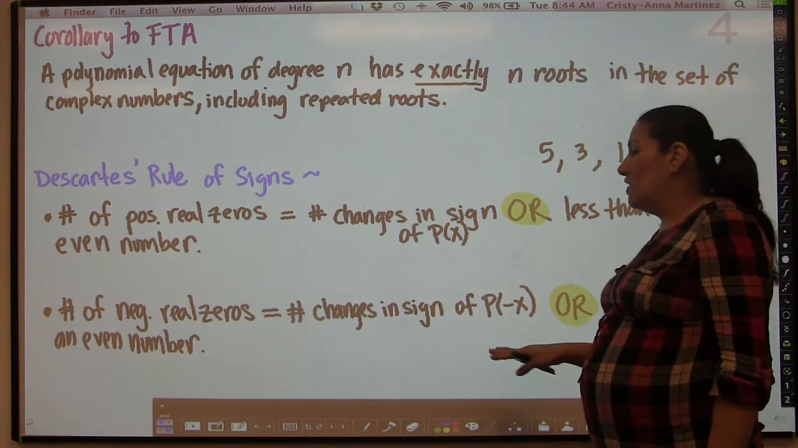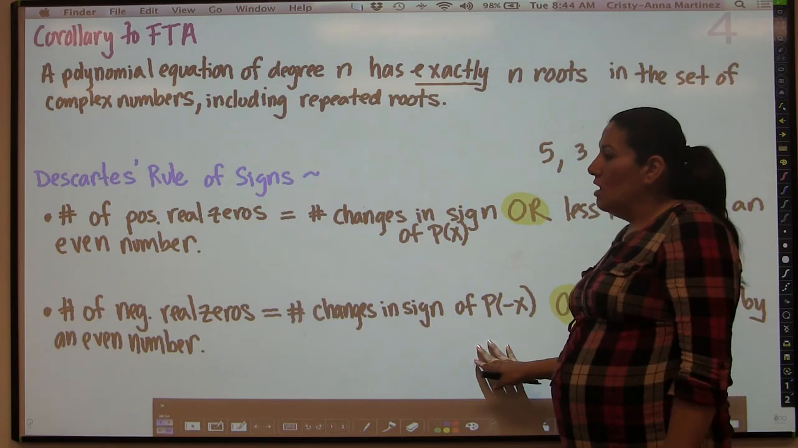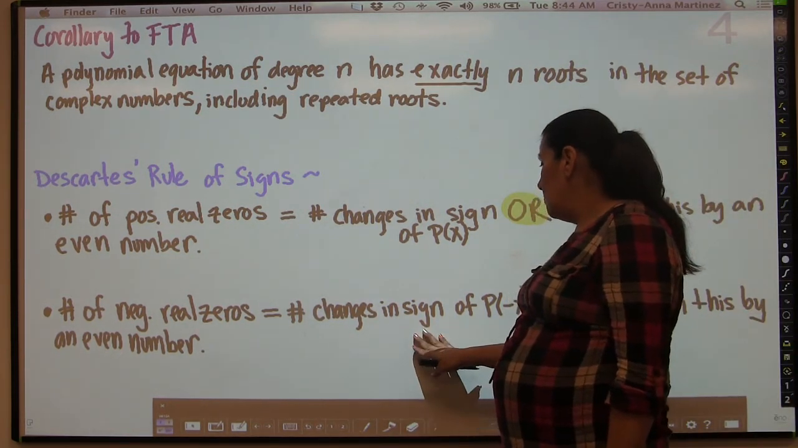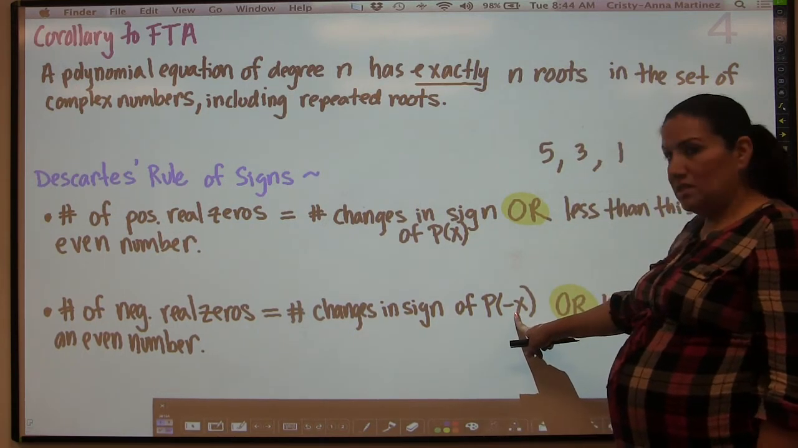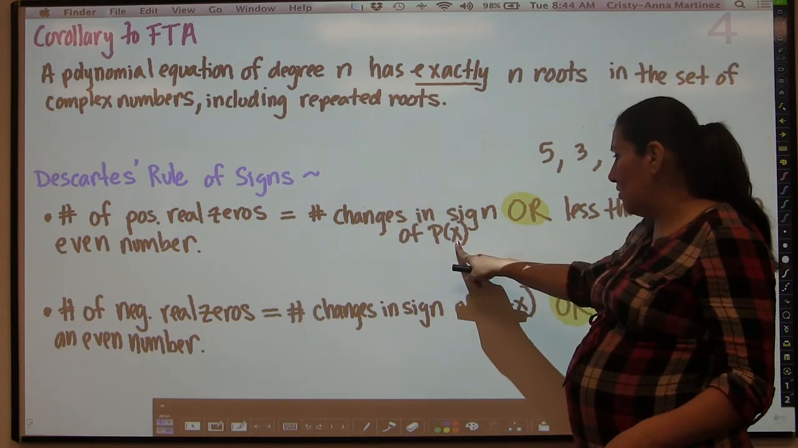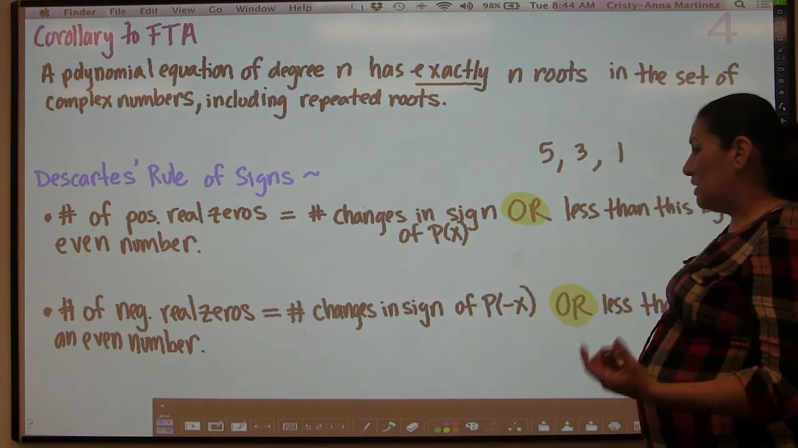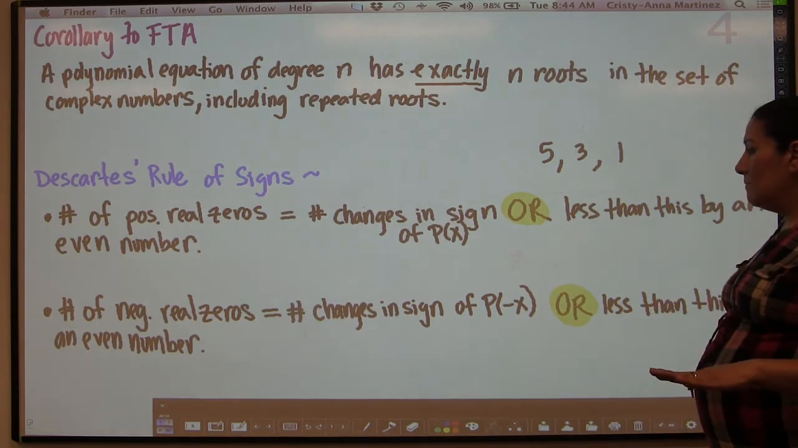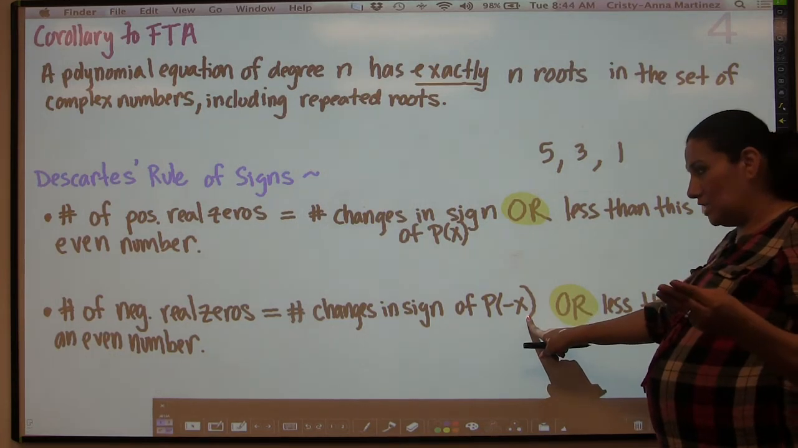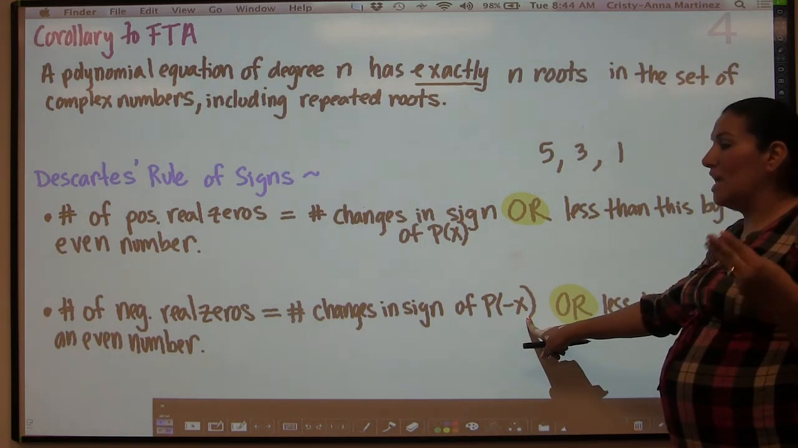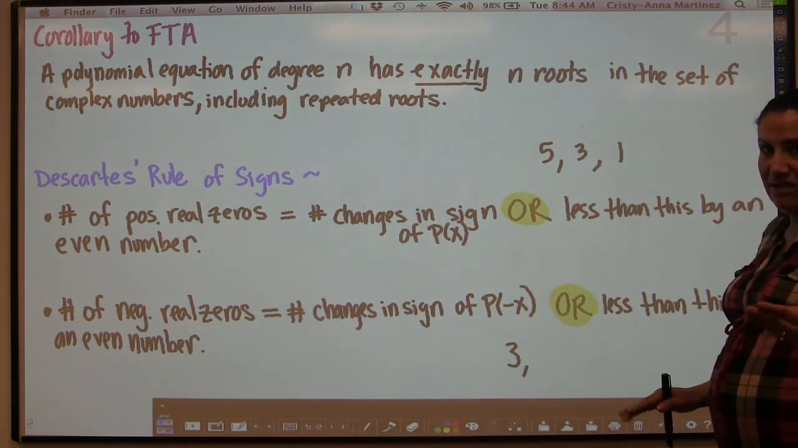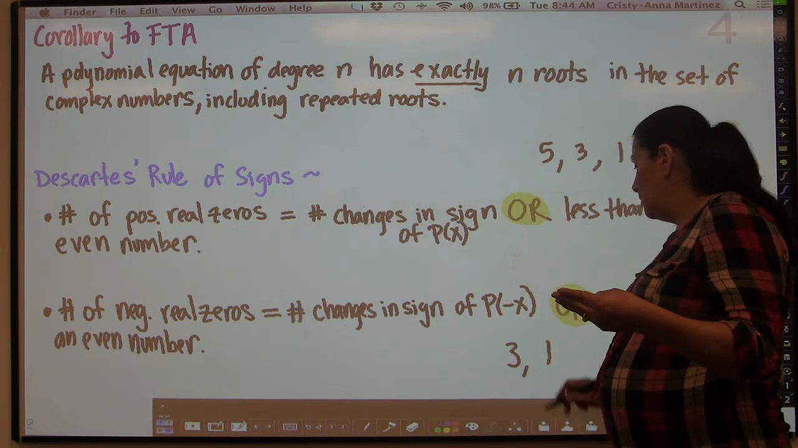But anyway, it also has a part for negative zeros. The number of negative real zeros is also equal to the number of changes in sign, but this time you're going to plug in a negative x into the polynomial. Aside from plugging in negative x versus regular x, it's pretty much the same. So if I plug in negative x into my polynomial and I get 3 sign changes, then the number of negative real zeros is going to equal 3, or it's going to be less than 3 by an even number, so 3 or 1.